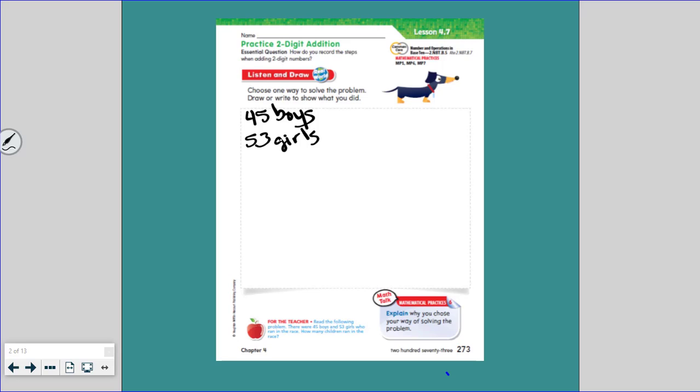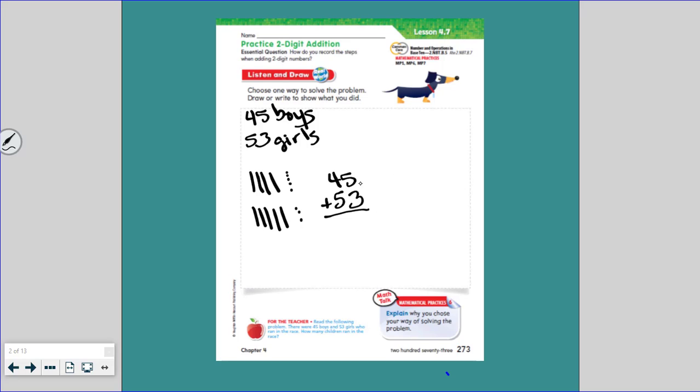All right, so I'm going to solve this several ways because there's several ways you could solve this. As long as you get the right answer, I guess I really don't care how you solved it. So we could draw a quick picture. So 45, 1, 2, 3, 4, 5, and 53 girls, 10, 20, 30, 40, 50, 1, 2, 3. Okay, we could draw a quick picture. We could rewrite the problem. So we line up our tens, line up our ones, then we put our plus sign and our equal bar. We could solve it like that.